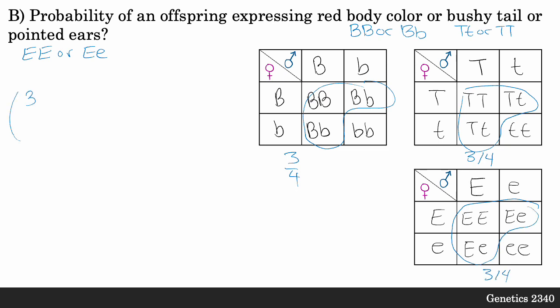So then our probabilities will all be 3 over 4, and then since we're using the addition rule, you're going to add them. So it'll be 3 over 4 plus 3 over 4 plus 3 over 4, which will add to 9 over 4.